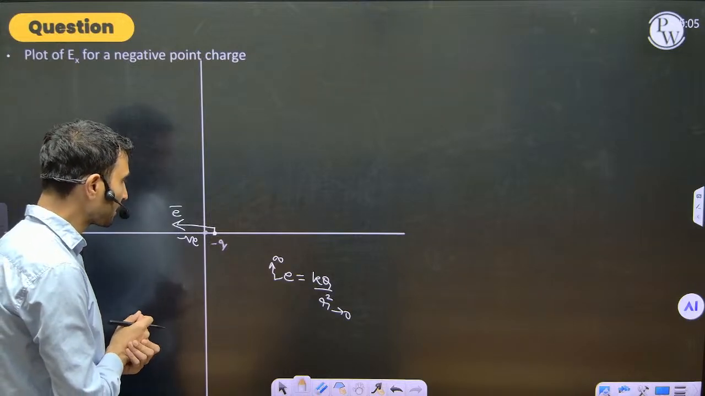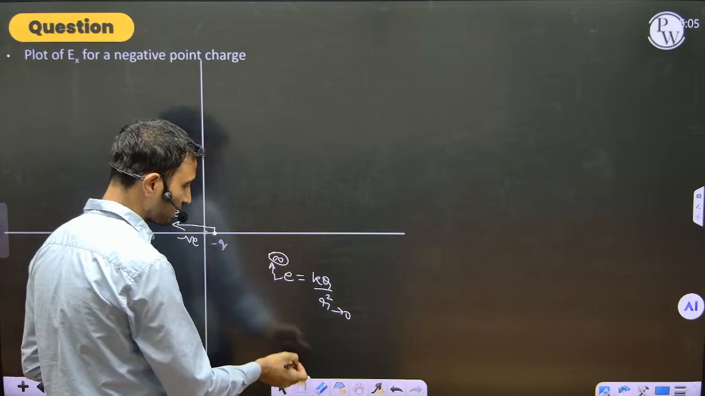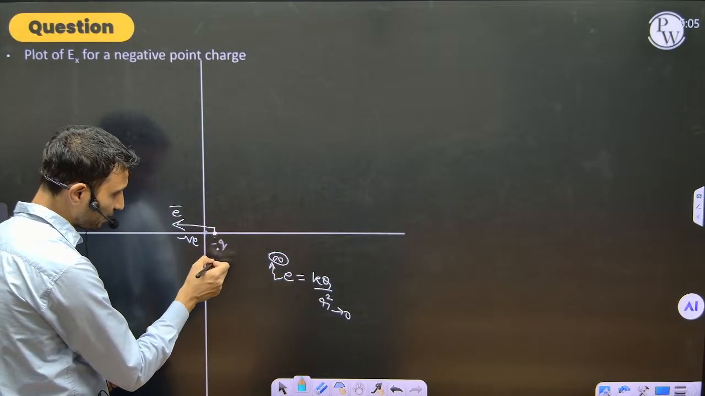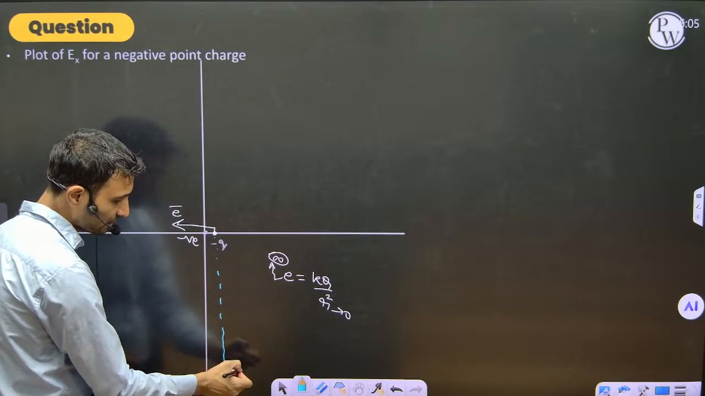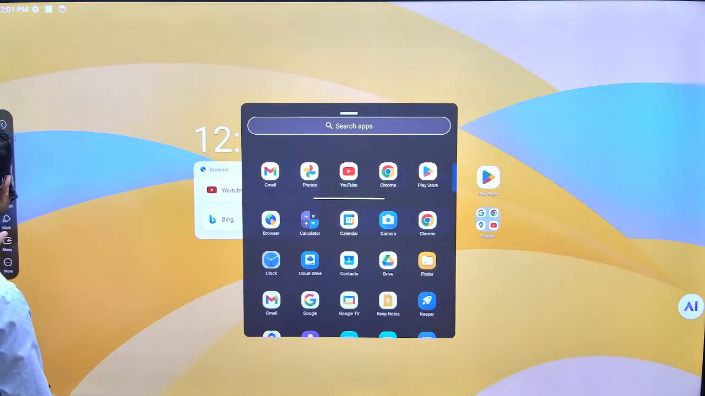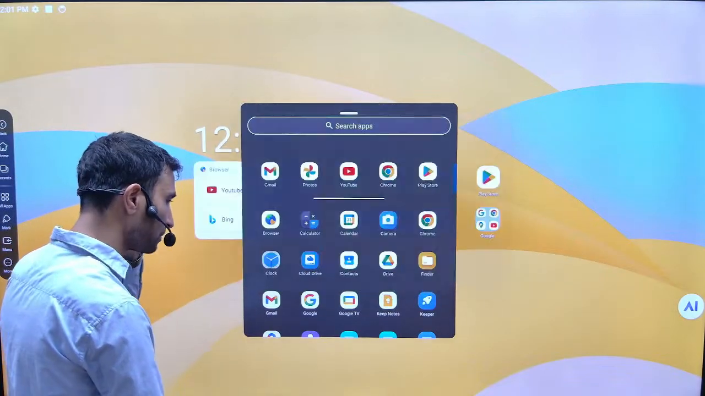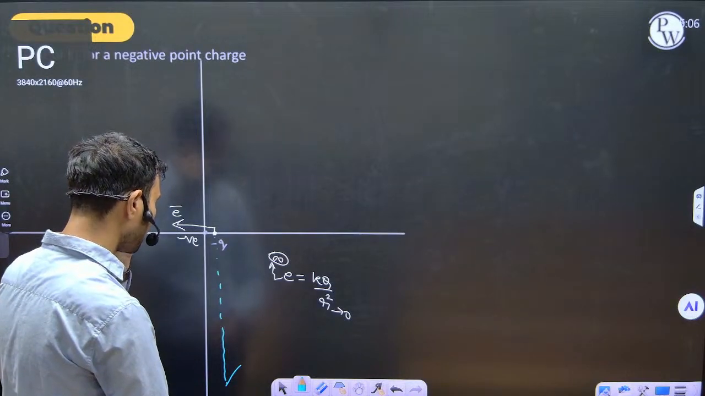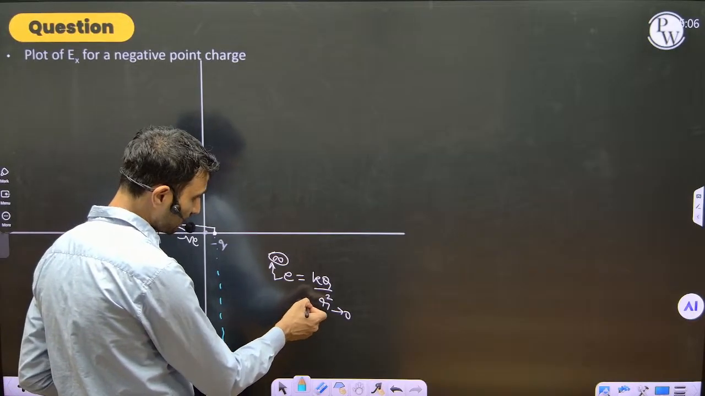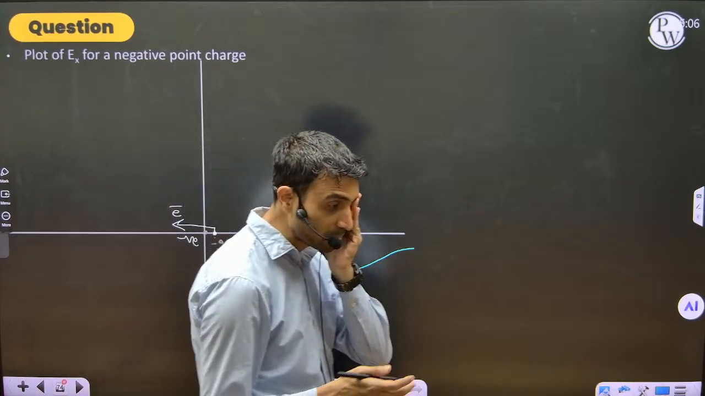And if electric field component is negative, and that too a high negative, tending to infinity, it is a high negative value, means it will start from here. So it will start from the bottom and it will tend to 0. As you go ahead, it will become 0. Why? Because at infinity it is 0 anyway, right?